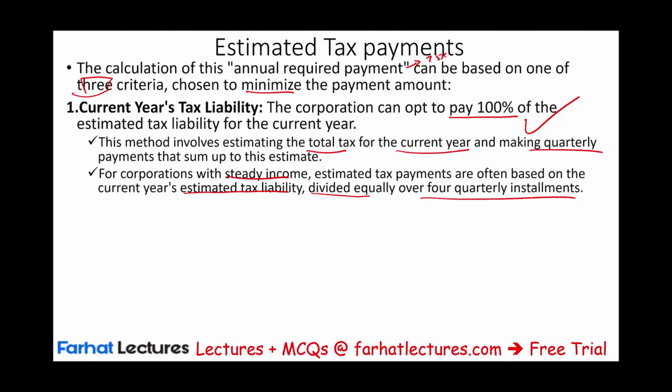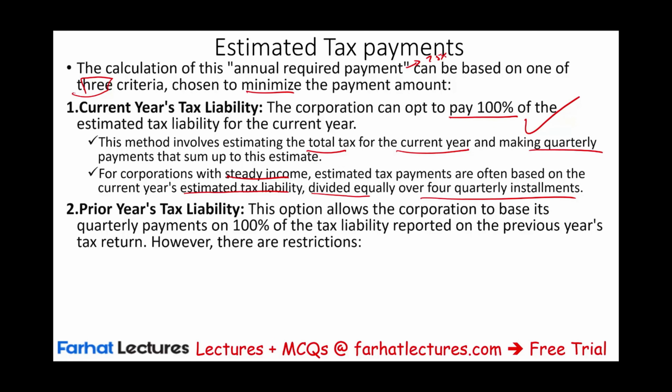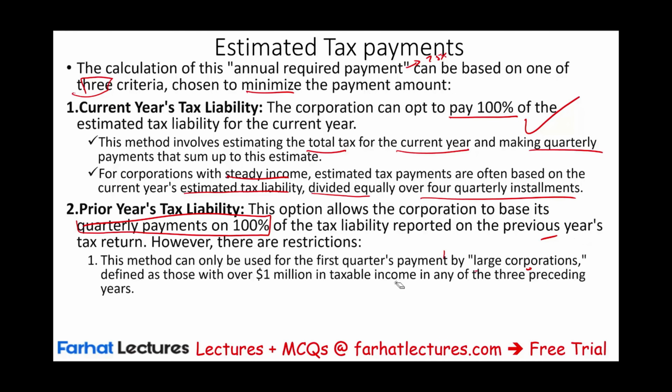Another way to avoid penalties is to pay the prior year tax liability. But there are certain caveats to this. This option allows the corporation to base its quarterly payments on 100% of the tax liability reported on the prior year tax return. So simply put, if your prior year tax was $1 million, you would say my tax bill was $1 million, I'm going to divide by 4, and every quarter I'll pay $250,000. Is this allowed? Yes. However, this method can only be allowed for the first quarter payment by a large corporation.